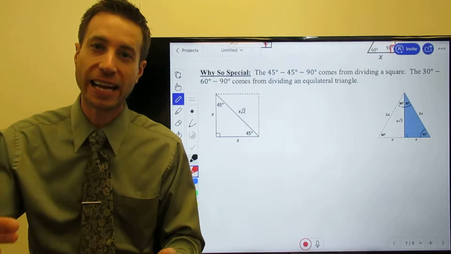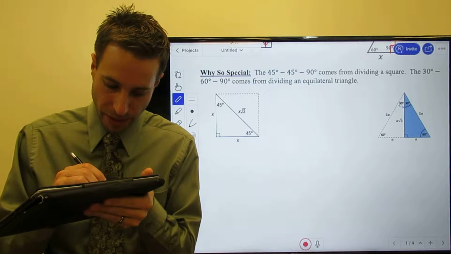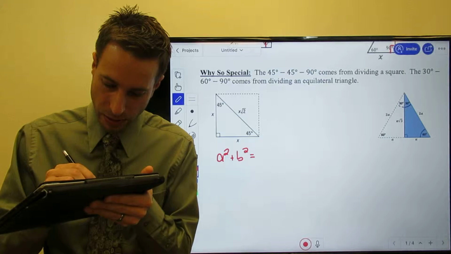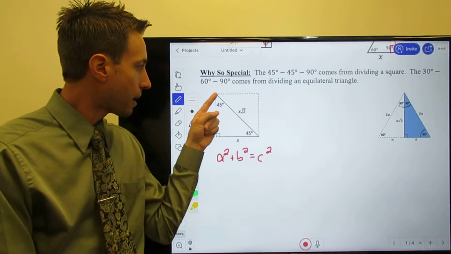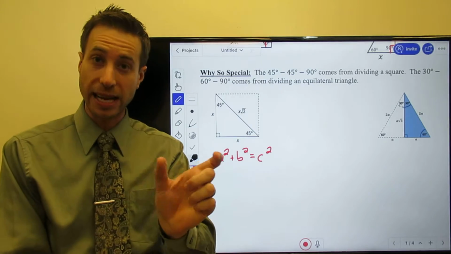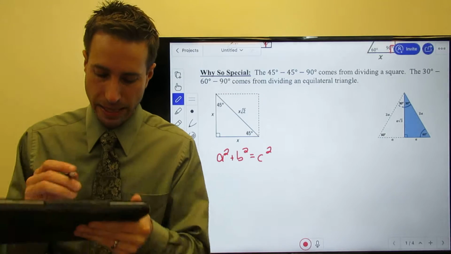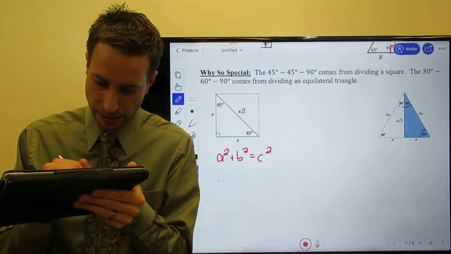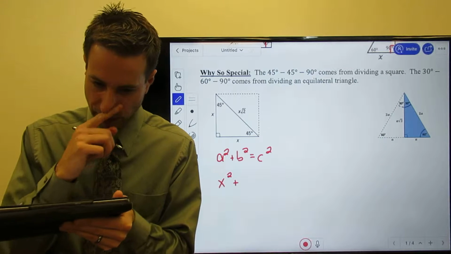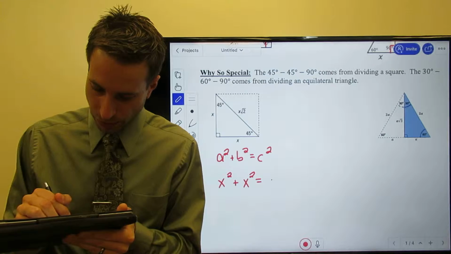Well, the length of the diagonal would simply be, if I were to do the Pythagorean theorem, a squared plus b squared equals c squared. Well, I've got my right triangle right here, right? So the lengths of the sides are x and x. So that would be a and b. So I would have an x squared plus x squared is equal to c squared.